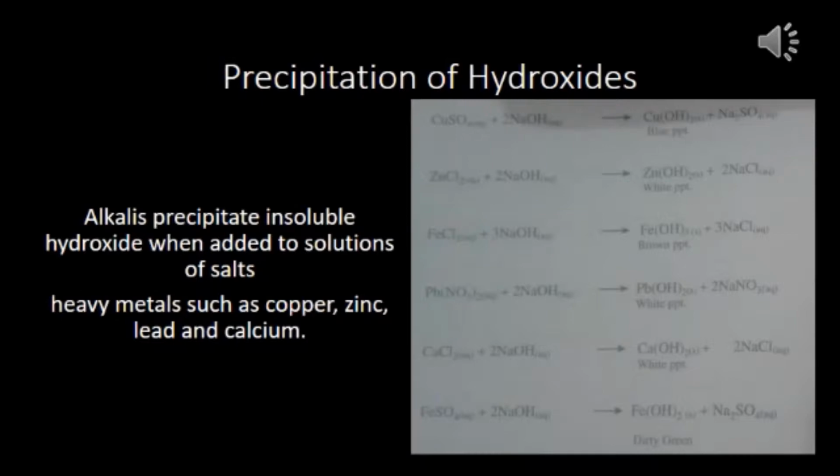When the lead salt reacts with sodium hydroxide, it will produce a white precipitate. Calcium chloride reacts with the base, it will produce a white precipitate, and when iron sulfate reacts with sodium hydroxide, it will produce a dirty green color. So according to these colors, we can differentiate between different precipitates of hydroxides.